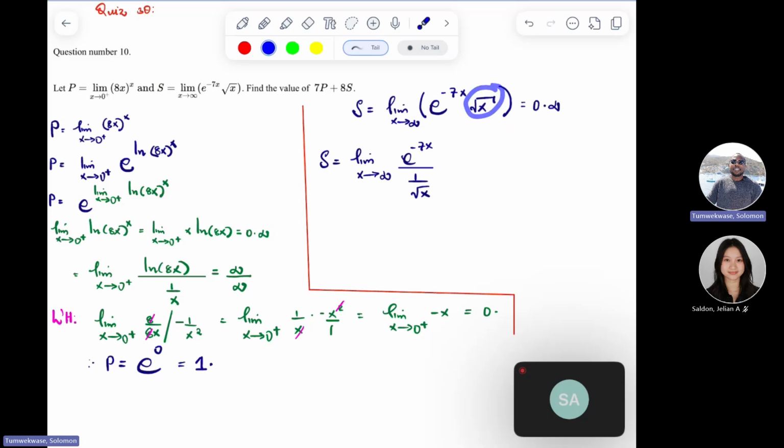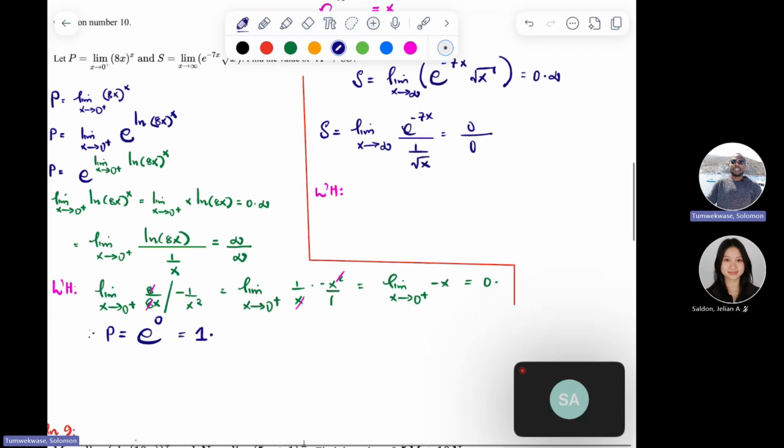So this square root of x, I'm just bringing it down, but when I bring it down, it comes as a reciprocal. Now, when I take this limit directly, clearly this is the same as e to the negative infinity, that's 0, and then 1 over infinity, that is also 0. So that is an indeterminate form, and therefore I can now use L'Hopital's rule.